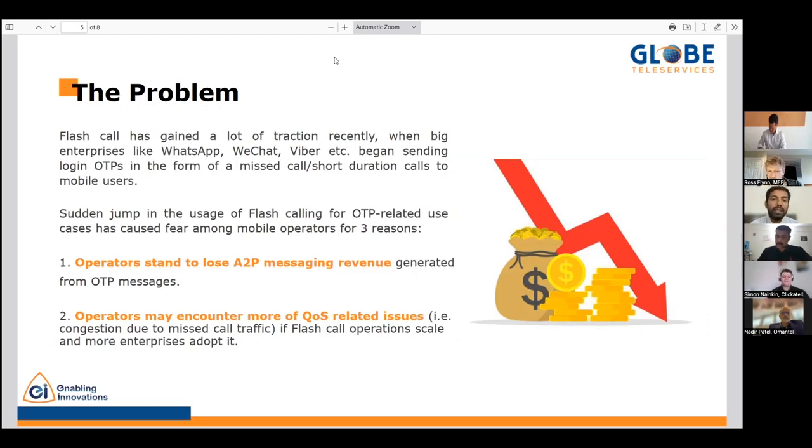Over and above that, since the voice network is being utilized and as flash call operations start to scale, one would definitely experience dipping in the QoS, which is the quality of service in the voice network, as a result of congestion by way too many flash calls being generated. So these are the two key problems: messaging revenue impact and the QoS related impact.